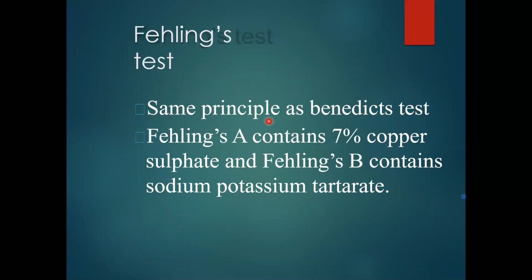Coming to Fehling's test, it is a test for reducing sugars. It consists of two solutions. Fehling's A contains 7% copper sulfate and Fehling's B contains sodium potassium tartrate. The principle is that it only helps in the detection of reducing sugars.